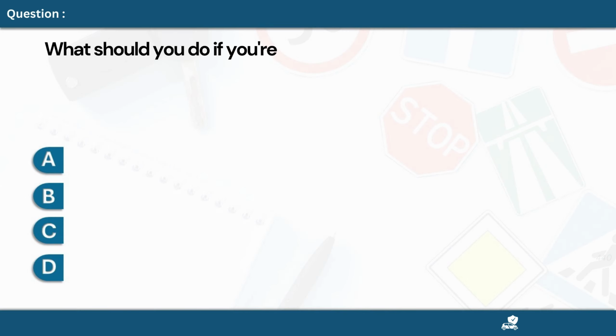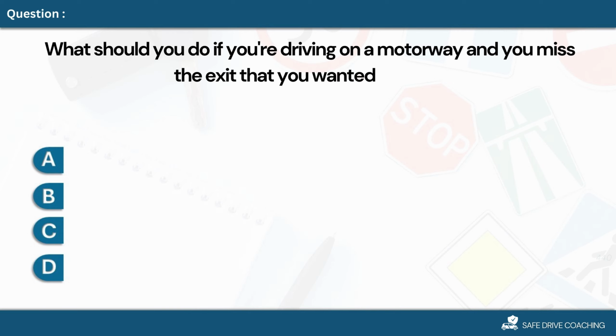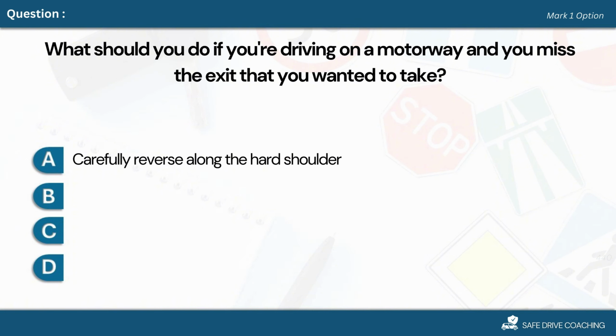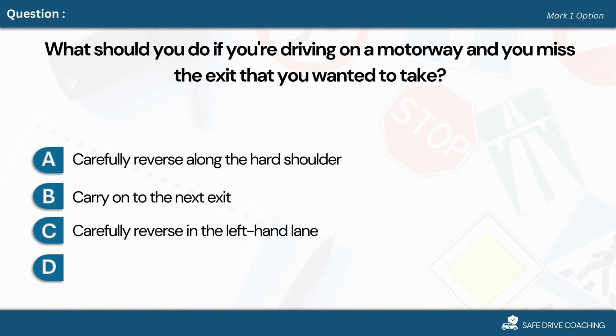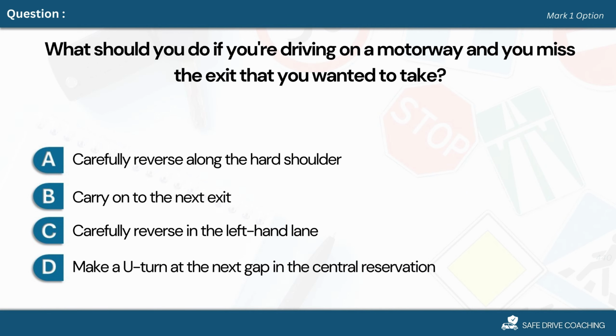What should you do if you're driving on a motorway and you miss the exit that you wanted to take? A. Carefully reverse along the hard shoulder. B. Carry on to the next exit. C. Carefully reverse in the left-hand lane. D. Make a U-turn at the next gap in the central reservation.